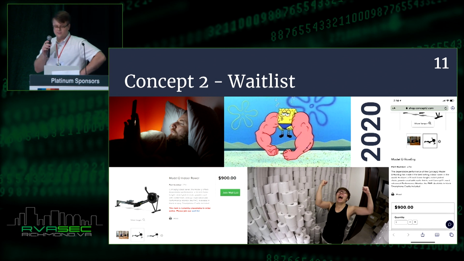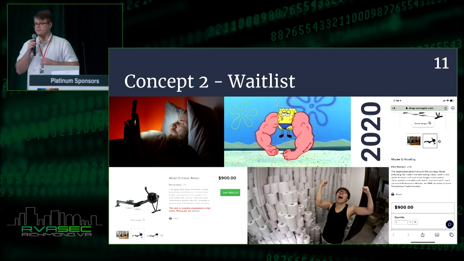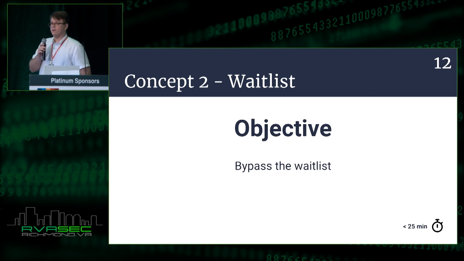But then I run across the lowest effort post I have seen of the night. And this idiot's title was "waitlist link for Concept 2 Model D rower," no description, and then he includes this screenshot here on the right. And I get excited when I see this. And I go to my computer and I start a stopwatch and a GitHub project. And according to my GitHub records, this took me less than 25 minutes. And my objective is to bypass the waitlist.